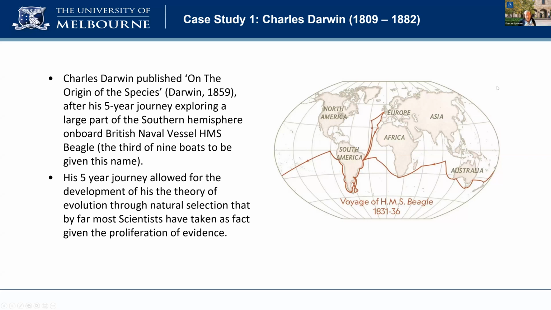And the collection and analysis of all of that data led to him publishing, along with a guy called, I think his name is James Wallace, but he doesn't get as much fanfare, On the Origin of the Species in 1859, and that led to his fame. And it didn't take very long for the scientific community to accept that evolution via natural selection is the most obvious explanation for what has happened.